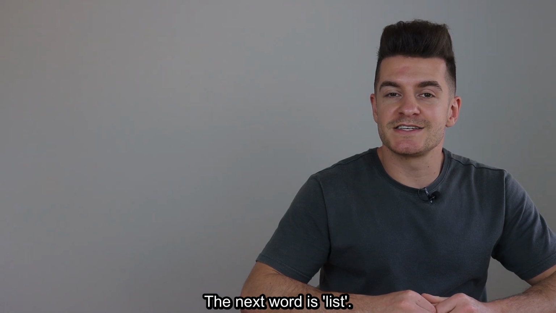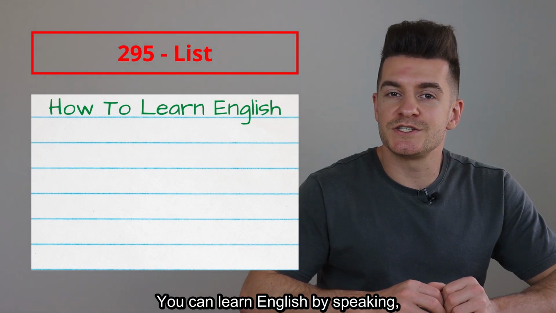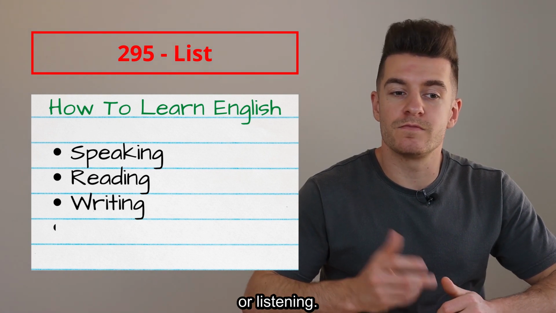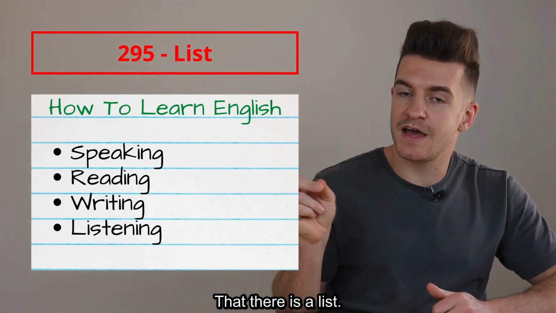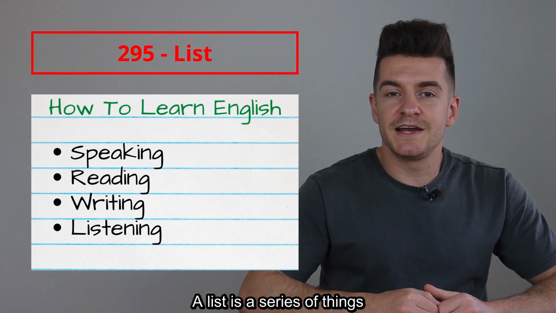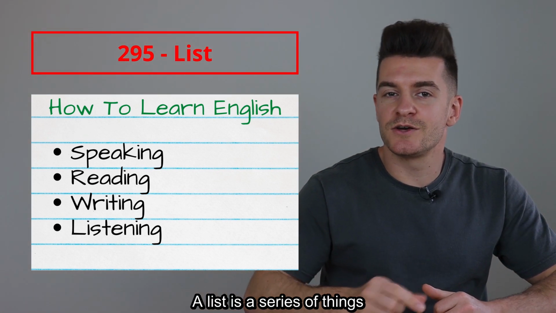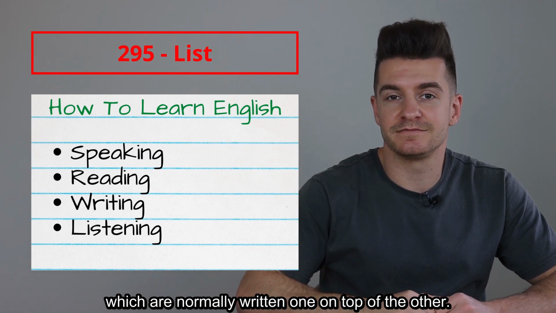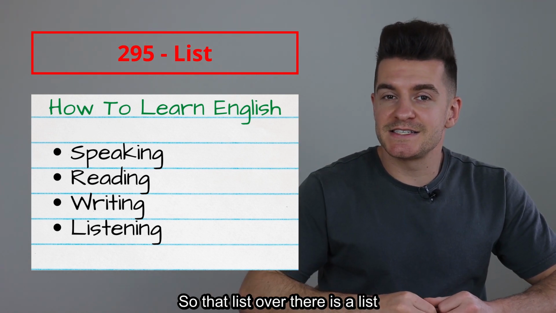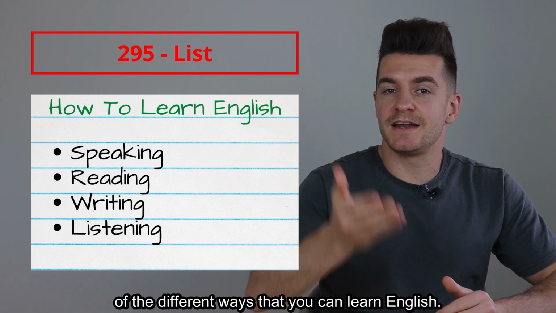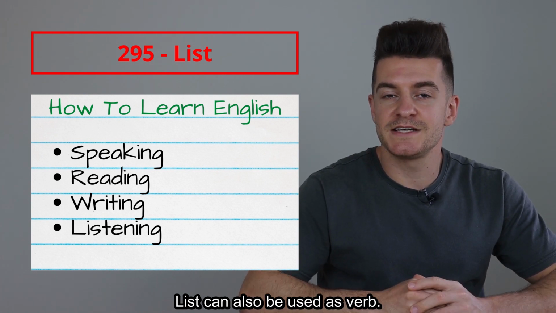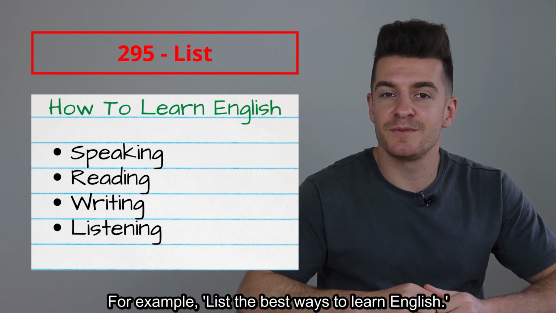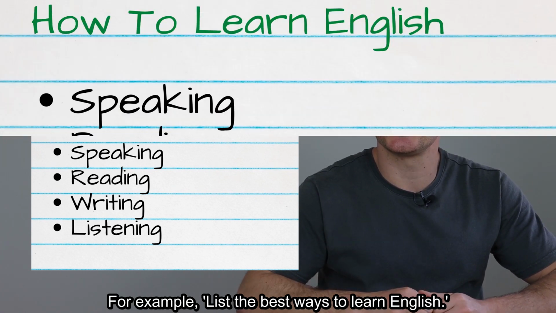The next word is list. You can learn English by speaking, reading, writing, or listening. That there is a list. A list is a series of things which are normally written one on top of the other. So that list over there is a list of the different ways that you can learn English. List can also be used as a verb. For example, list the best ways to learn English.